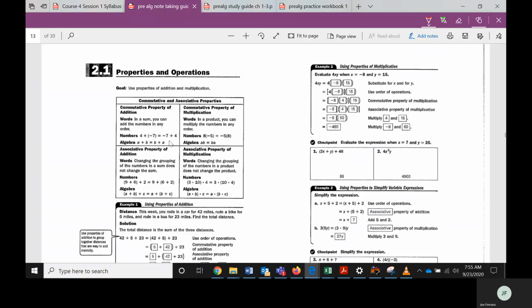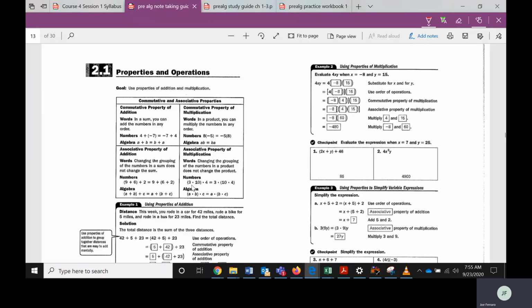Associative property means if it's all addition or all multiplication, you can change the grouping in which you add or multiply things. So here, this is all addition. We could either go 9 plus 6 and then plus 2, so that would equal 17. Or we could go 6 plus 2, which is 8, plus 9, and that's 17. So you can just change which two you add first.